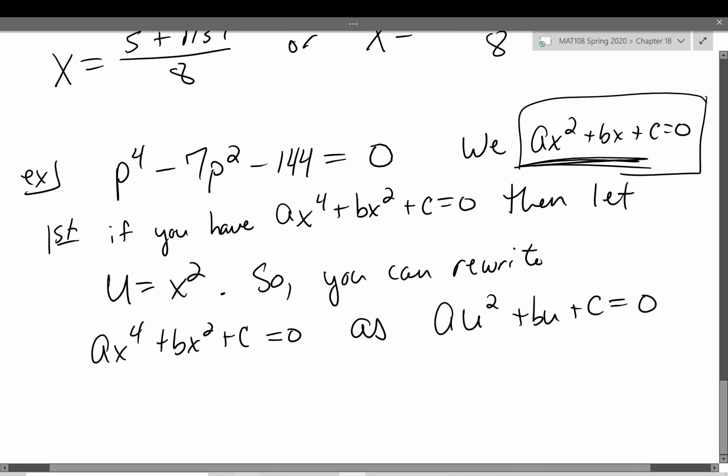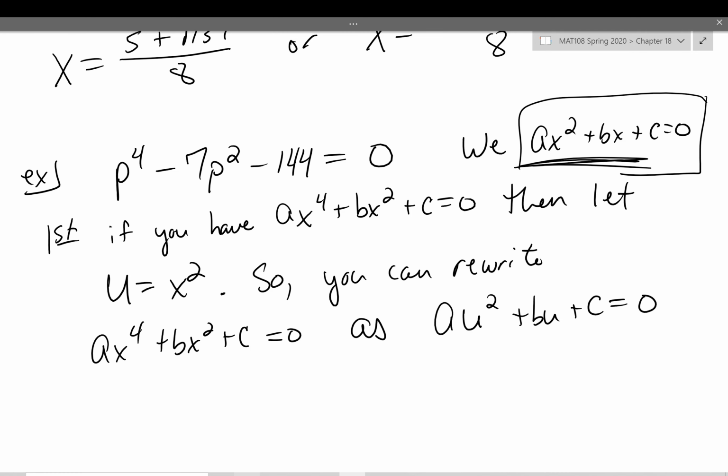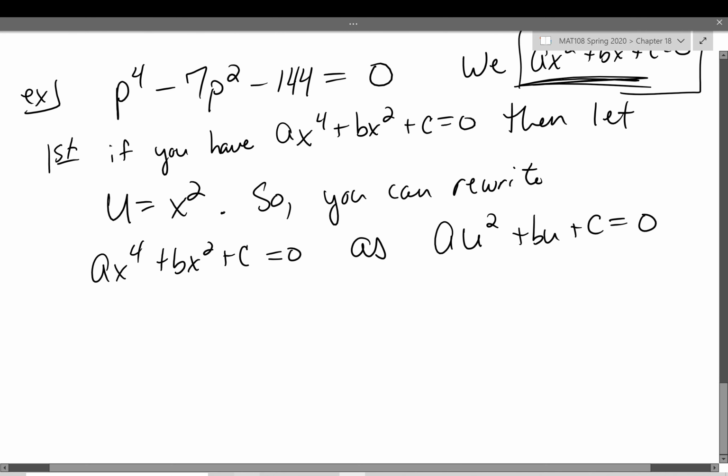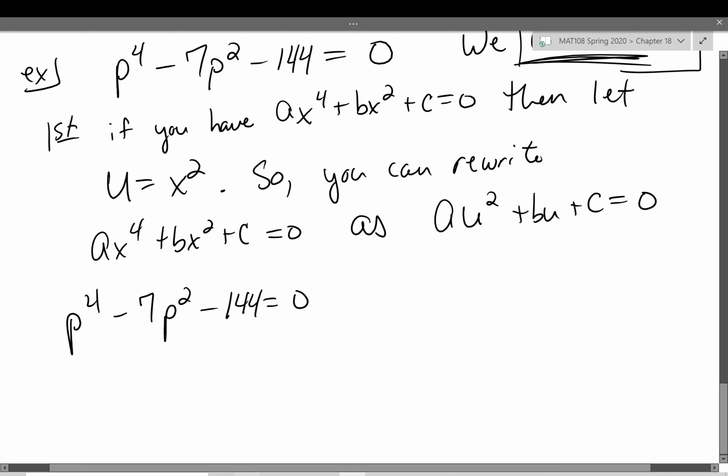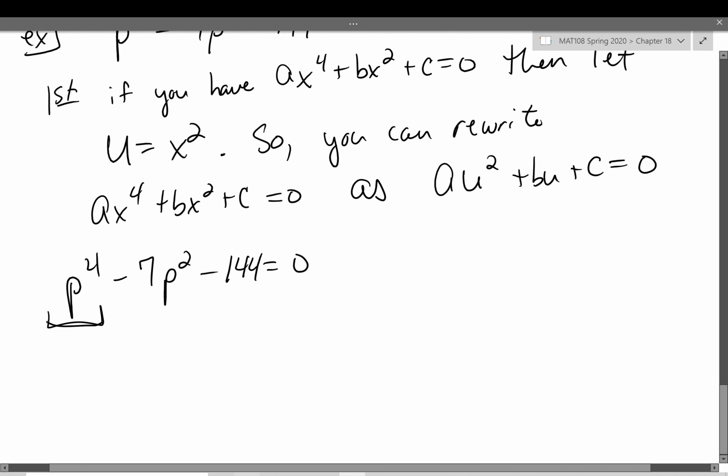Now, you may be asking yourself, where is this coming from? Well, if you look at p to the 4th minus 7p squared minus 144 equals 0, what I could really do is rewrite p to the 4th as p squared squared, minus 7p minus 144 equals 0. Hopefully you can see that a power raised to another power, you multiply the powers. So 2 times 2 is 4.